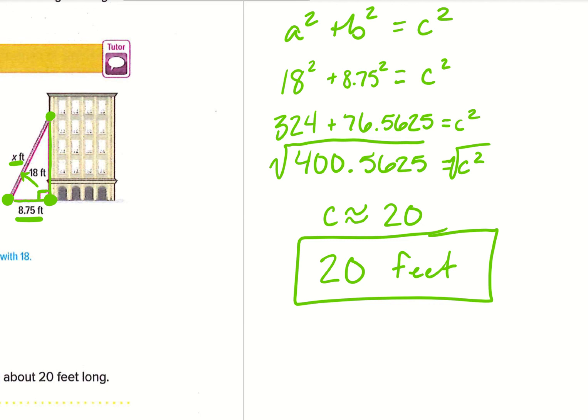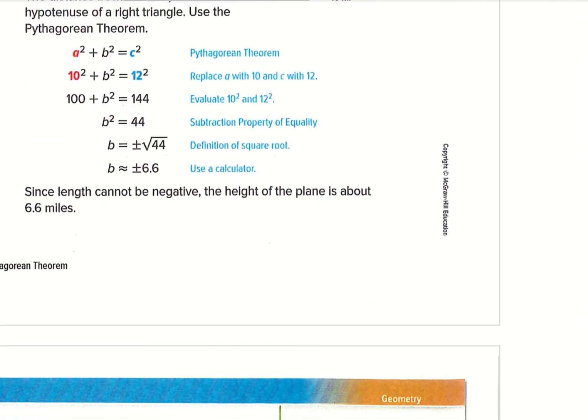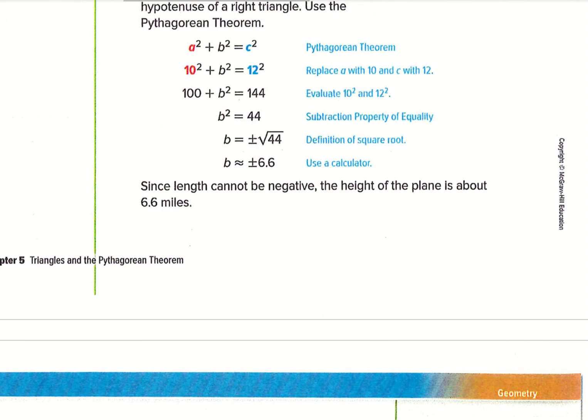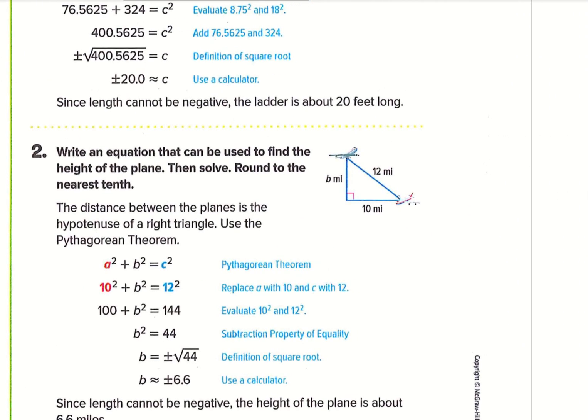Okay, so that's the first example. We'll go ahead and jump into another one. All right, so example 2, we're on the same page. I think this is 424 is what I said. Yeah, page 424. We have: write an equation that can be used to find the height of the plane, then solve and round to the nearest tenth.